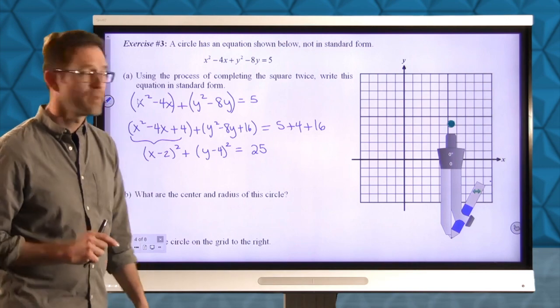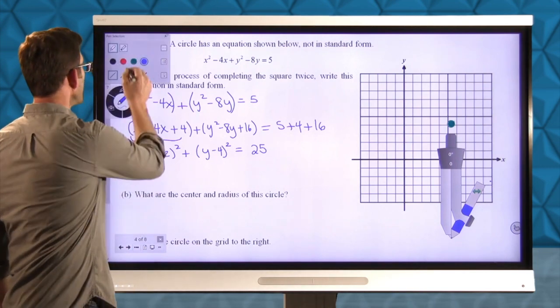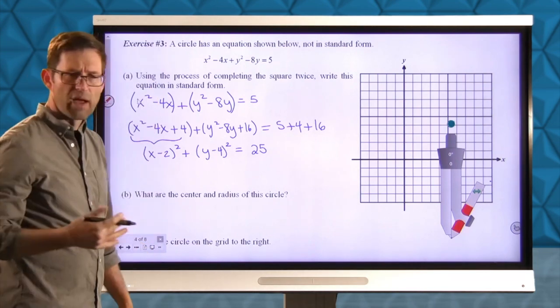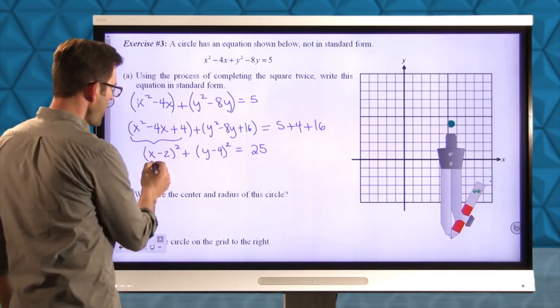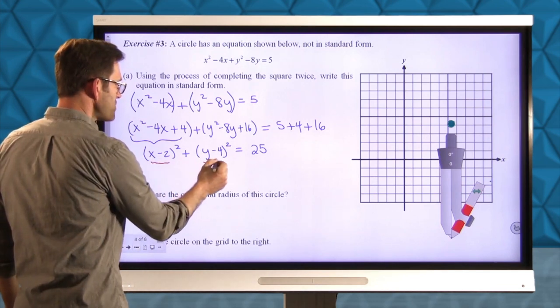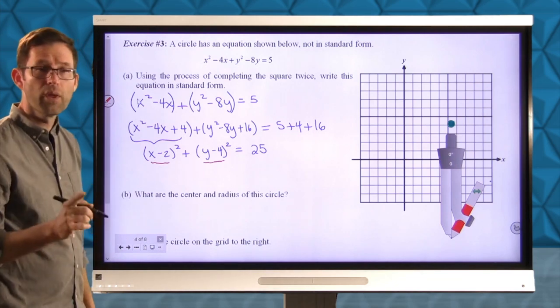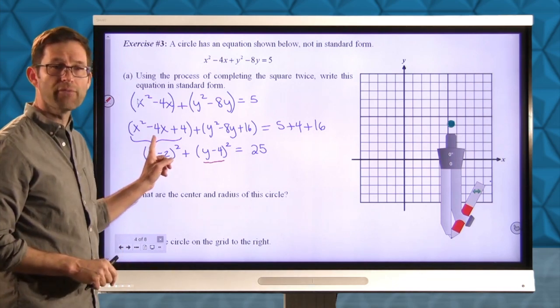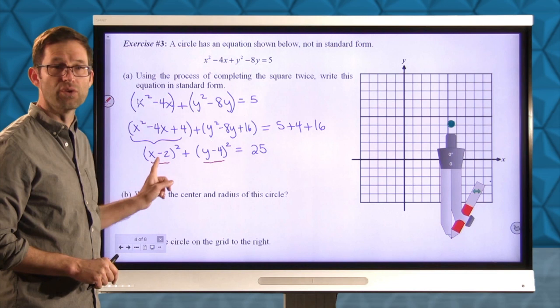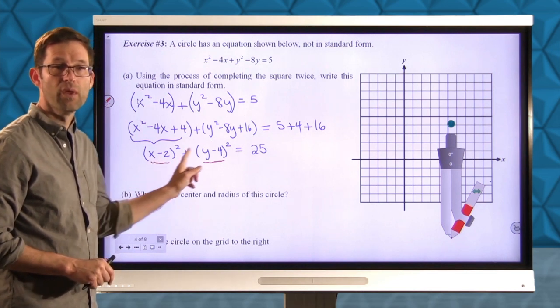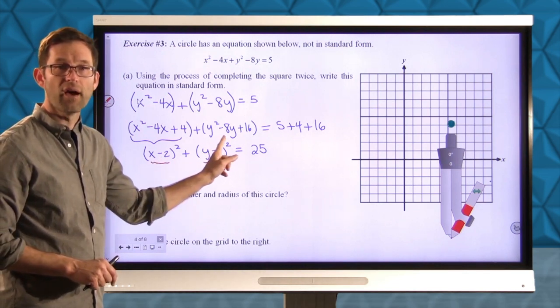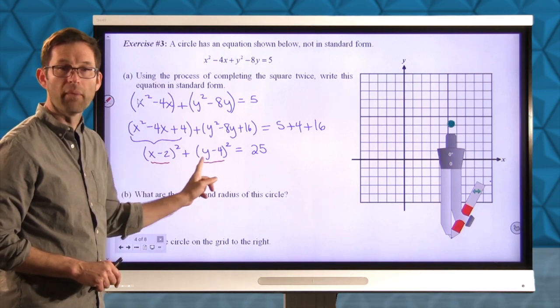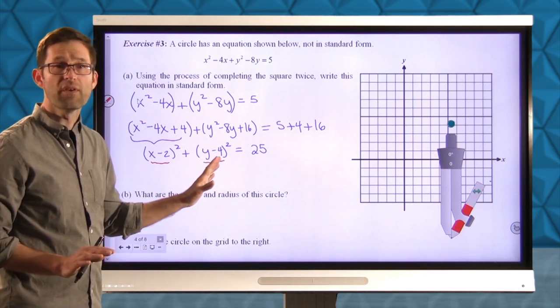As an aside, if you're struggling because you have forgotten some things from last year, and you don't really remember how to get this x minus 2 and this y minus 4, one thing to note: when I do half of the negative 4, I get minus 2. And look at that, x minus 2. When I do half of the negative 8, I get negative 4, y minus 4. That will always be the case.